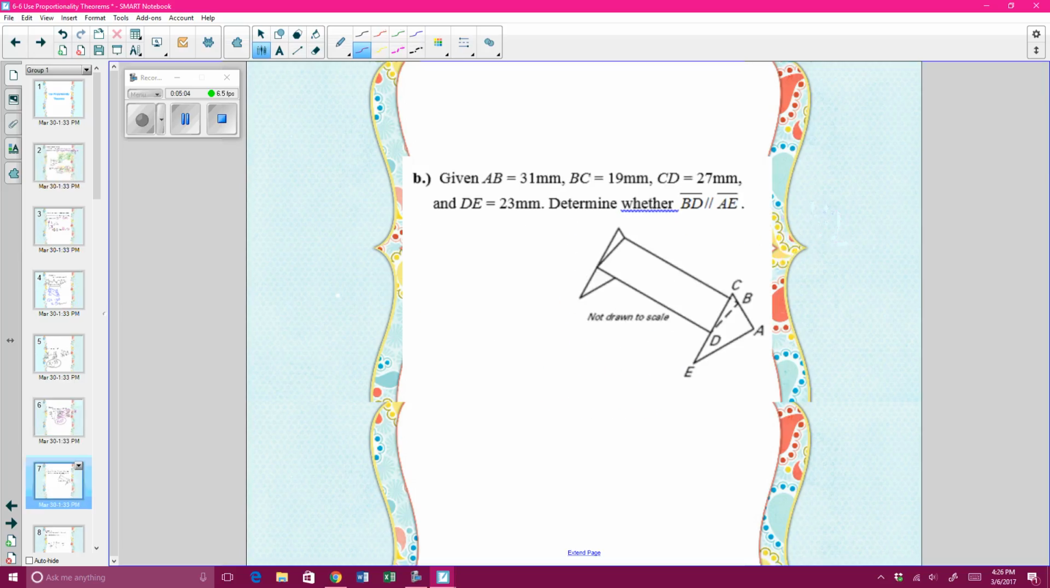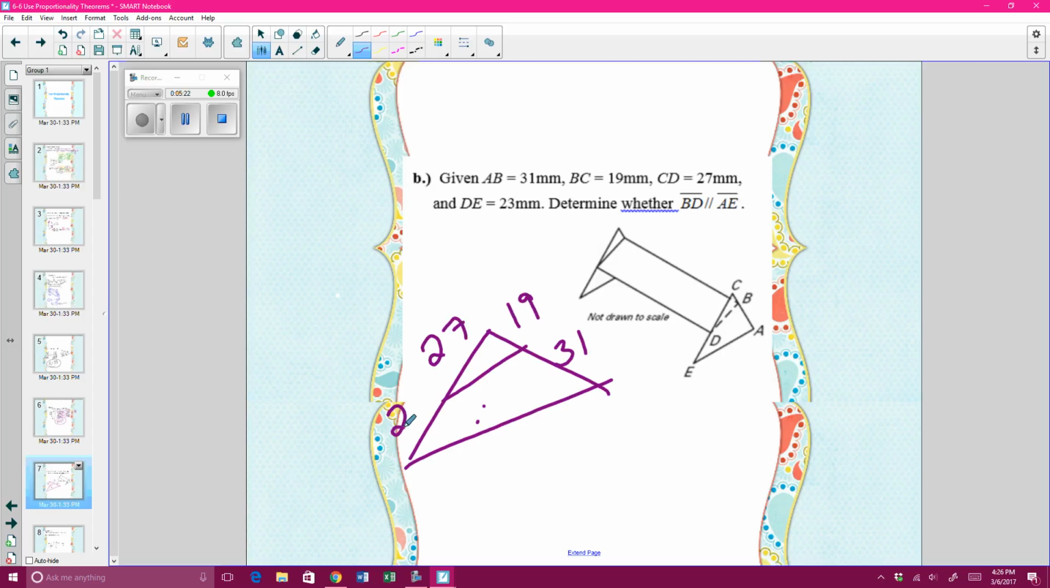This one we need to label the diagram. I'm just going to take this triangle and make it a little bit larger. So it's sort of going like this. And then I'm going to label this. This is 31, 19, 27, 23. Again, no matter how you set up this proportion, you're going to get the correct answer. As long as you don't go diagonally in the triangle, you should be fine.